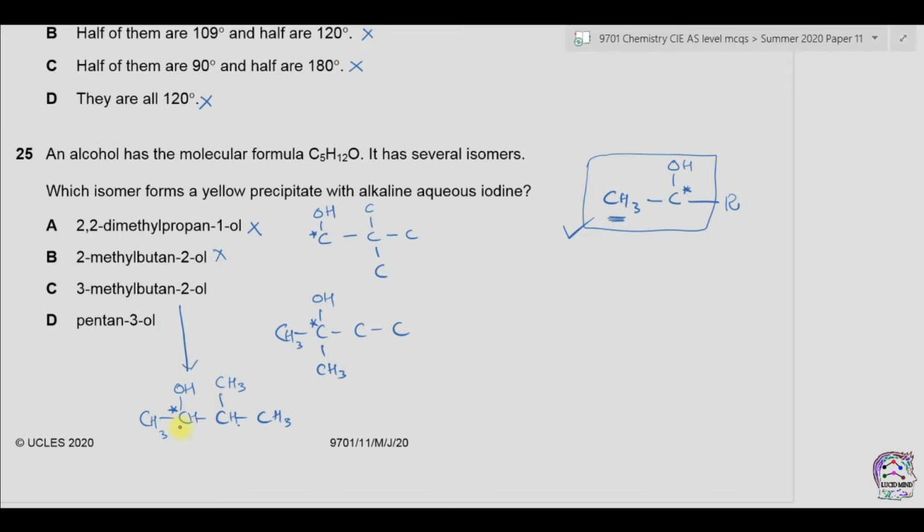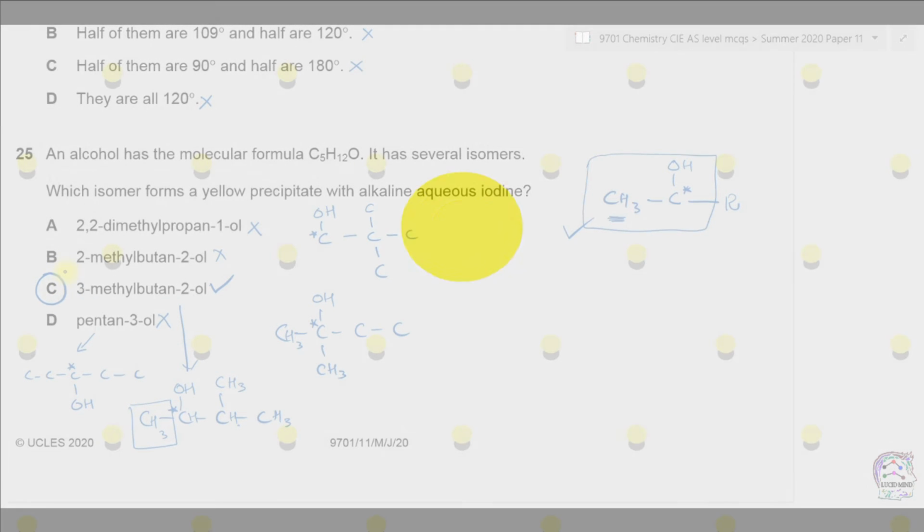Now in this compound you can see that the carbon atom directly attached with the OH group has one methyl group attached, and it is secondary alcohol, so it will give positive result with aqueous iodine. Last one is pentane 3-ol. We have 5 carbon atoms, and on third carbon atom we have alcohol group. As you can see, there is no methyl group directly attached with this carbon atom, so therefore this does not give positive result. So the only option is part C.